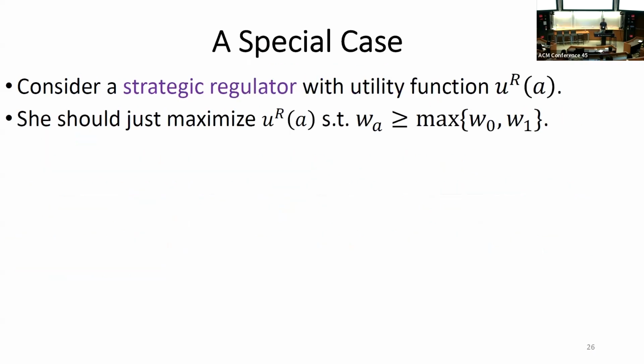And as a simple corollary, if the regulator is strategic and we would like to maximize the regulator's utility, then the only constraint is that the welfare of the action must be at least as high as the welfare of the default action and the least costly action. That's it. So it allows the regulator to maximize any function that she would like.